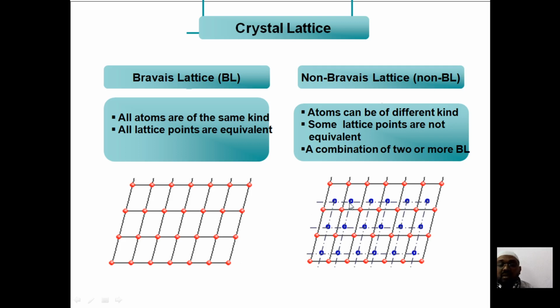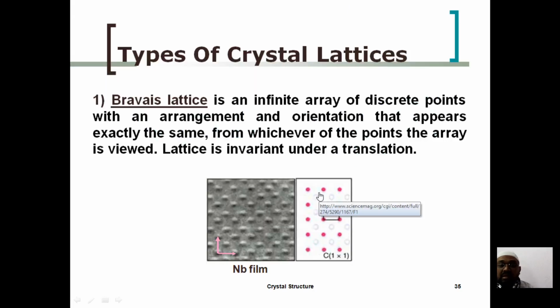So therefore this is called non-Bravais lattice. Now these are the types of crystal lattices. Again, we have taken one example, a niobium film, and that has been viewed microscopically, and it has been seen that this is the arrangement. And this is the source from where we have taken this particular picture.